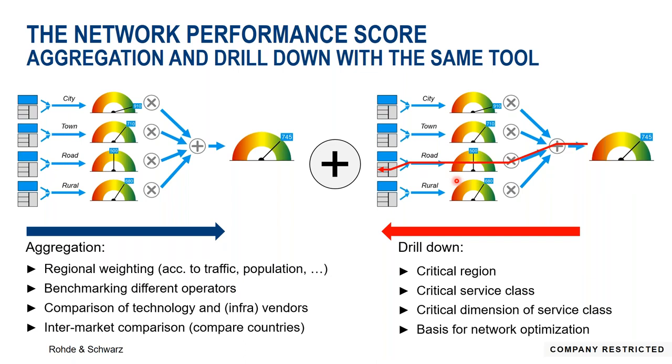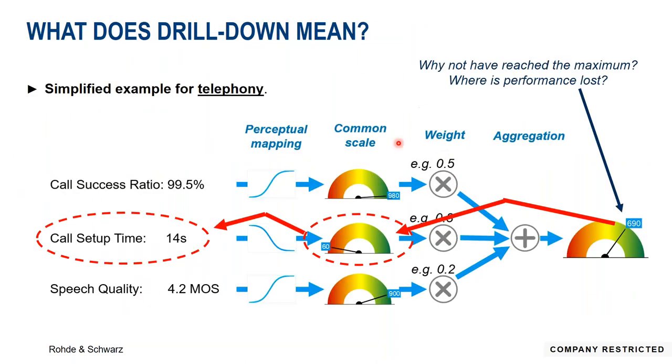Okay, so in this case, they can actually drill down very easily to see exactly where they have the problem. This is another example. You can drill down and realize that the score actually comes from the call setup time. After drilling down the region and then drilling down to telephony, we saw that the telephony is only getting about 60 out of 1,000 points. And why is that so?